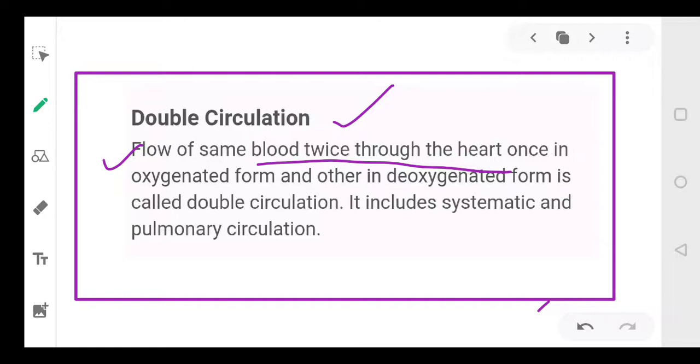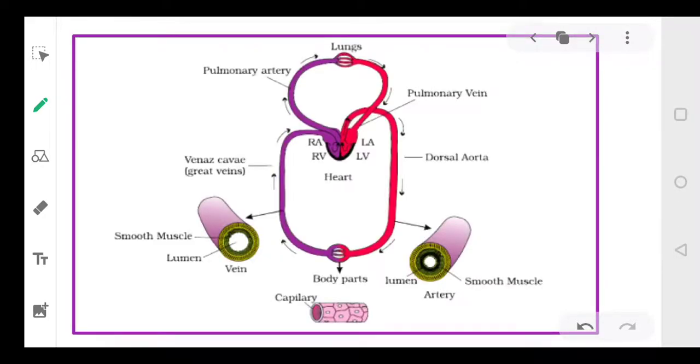So in one cycle, blood passes through the heart 2 times. That is why we call it double circulation. And this double circulation includes the systemic circulation and pulmonary circulation. We will understand in the next slide. Now, I hope this diagram is visible to you all, right?